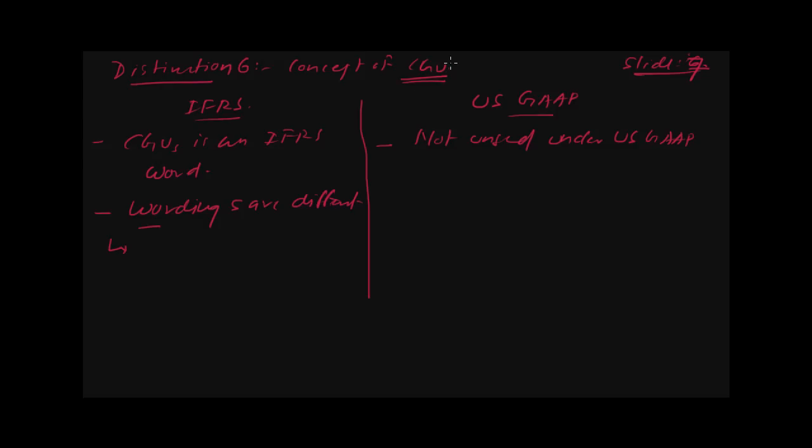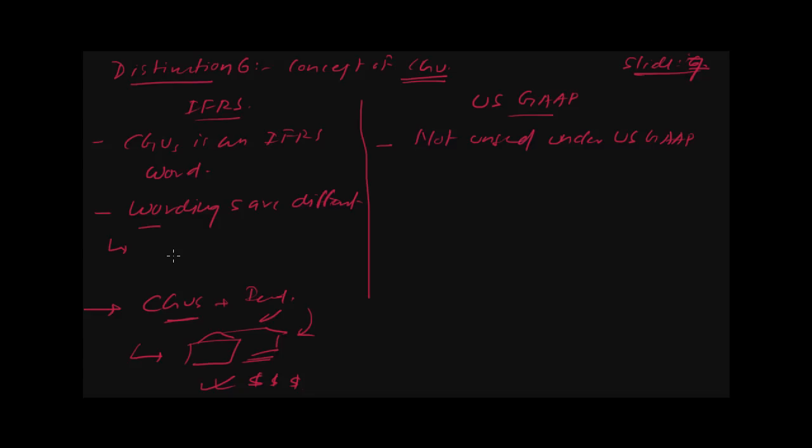Last but not the least, distinction number 6 in terms of the concept of CGU. CGU deals with the cash generating unit. IFRS defines a cash generating unit as the smallest identifiable group of assets that generate cash inflows that are largely independent of cash flows from other assets or groups of assets, which means that CGUs should have the independent capability to generate cash flows for the entity, not dependent on other assets to generate cash flows.